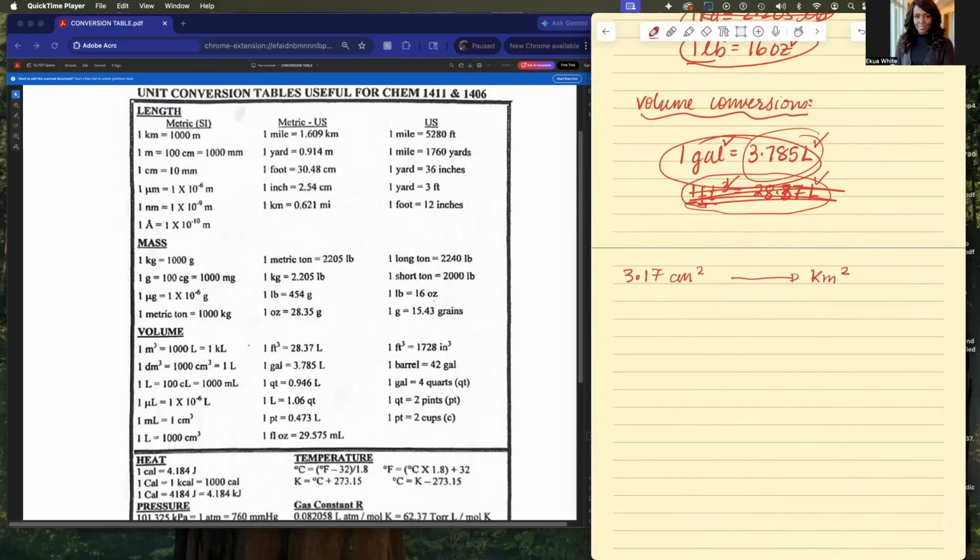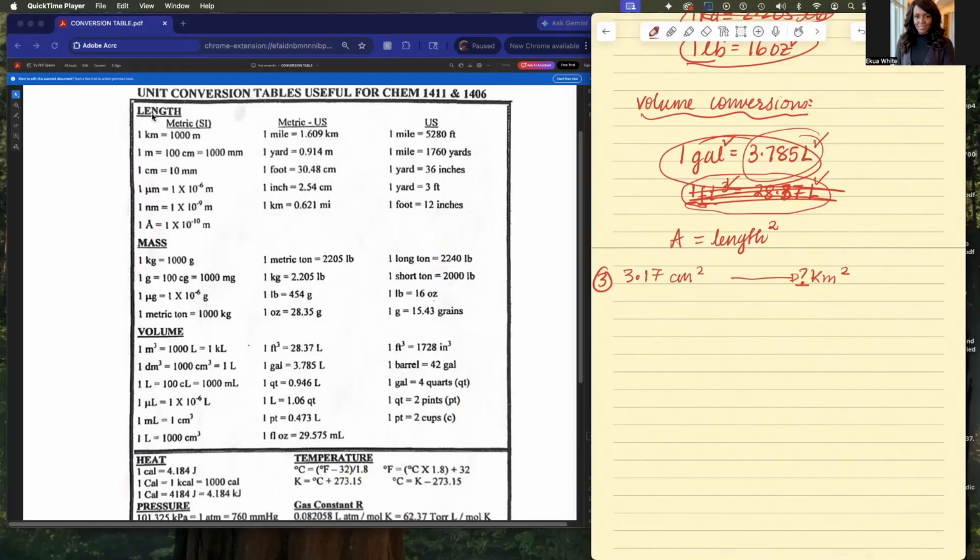Okay, let's go ahead and continue with our conversions. This is going to be our third conversion. The third conversion, we're converting from 3.17 centimeters squared to kilometers squared. So we want to know what this is in kilometers squared. If you look at the basic form of this measurement, it's an area because we have length squared. Any length squared is usually an area. It's the form of an area.